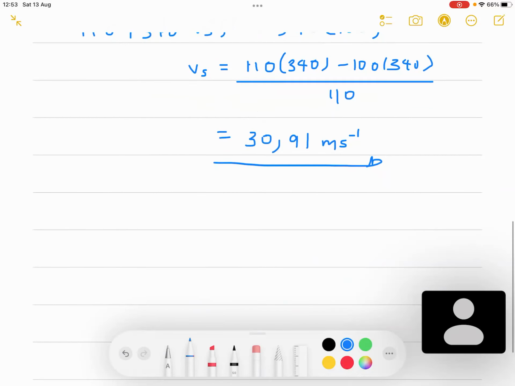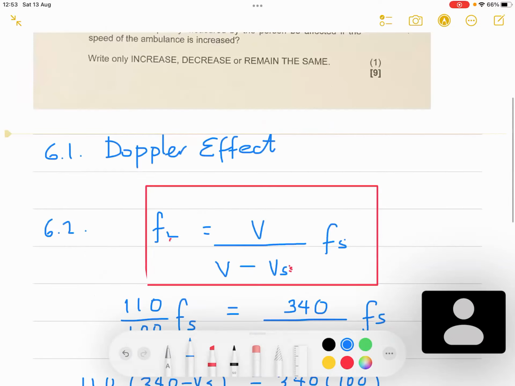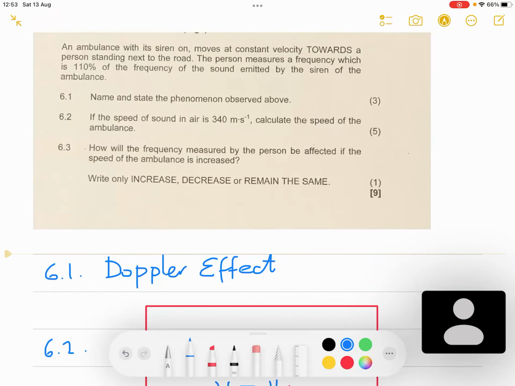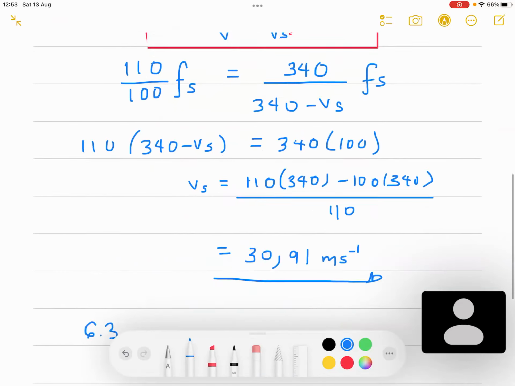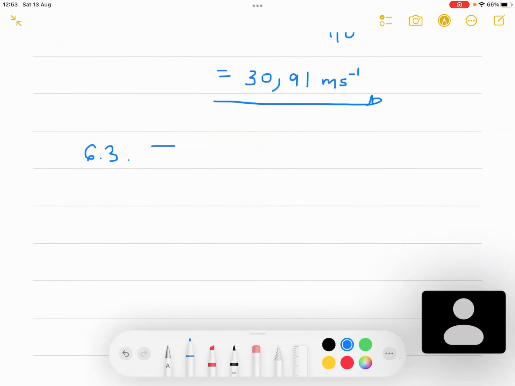Let me just write this out here. This was for 6.3. Write only increase, decrease, or remain the same. So if the speed of the ambulance increases, what will happen to FL? So the answer is that it will increase. Okay. And you can see, you've got FL is equal to V over V minus VS in the denominator there. So if VS gets bigger, the frequency that the listener records will also get bigger.